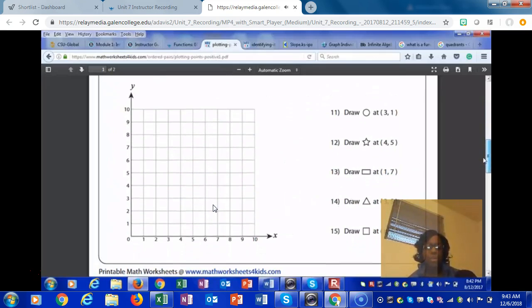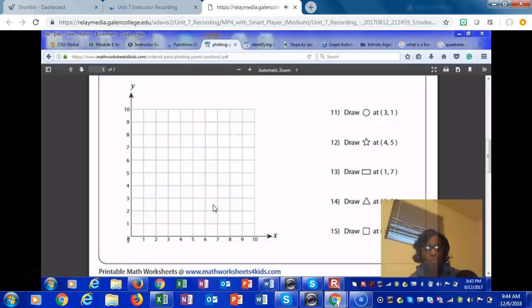Okay. Let's go to the bottom. It says draw a circle at 3, 1. We're just going to put our mouse there. At 3, 1, starting at 0, going over to 3 and up to 1. So you put a circle right here. It says draw a star for number 12 at 4, 5. Starting at 0. Here's 4, and going all the way up to 5. So at 4, 5, we put a star there. Okay. Put a rectangle at 1, 7. So at 0, go over to 1, go up to 7, put a rectangle there. Okay.